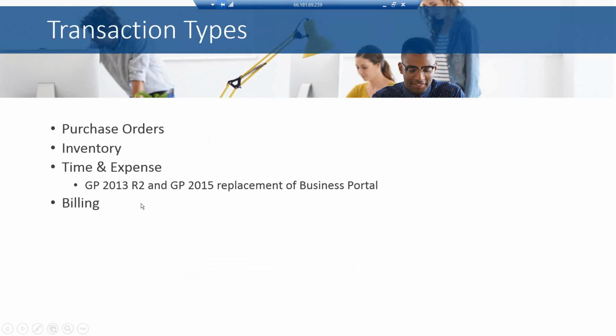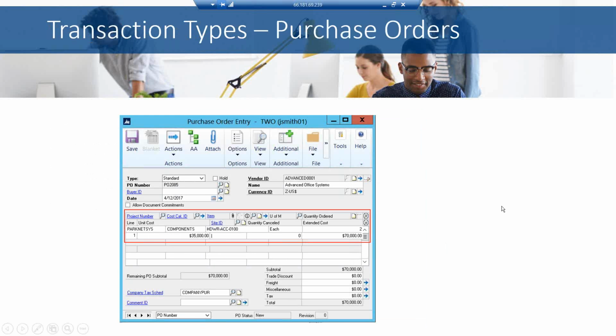So let's take a look at some of the entry windows. What I'm going to cover is the purchase orders, the time and expense, the billing, just to show you some of these windows so that you get a good comfort level with them. First of all, this is a purchase order, and I would assume that maybe some of you already use the purchase order module even if you're not using project accounting.